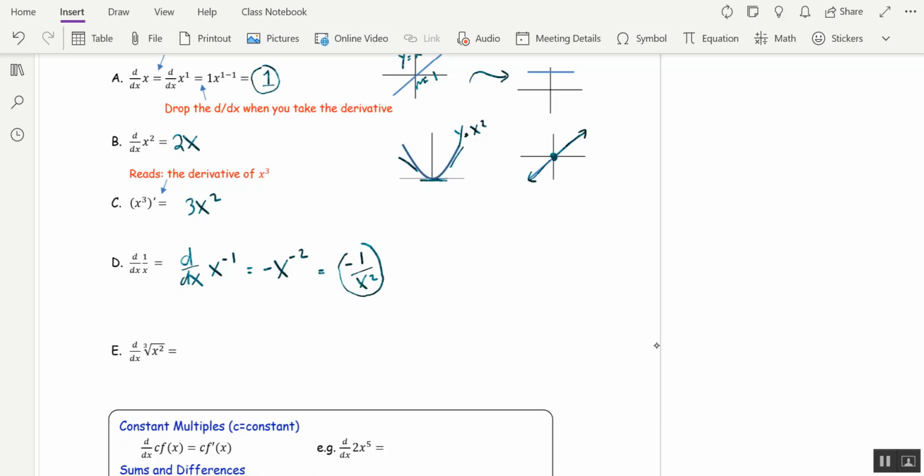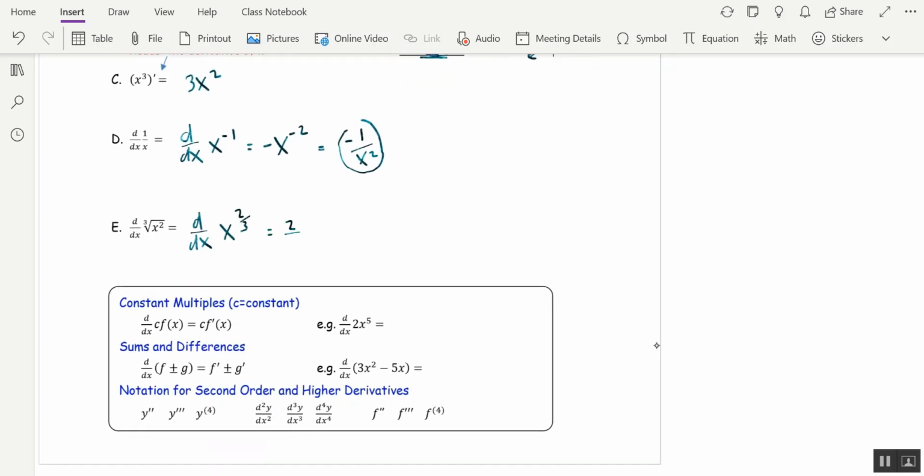Okay, next one, we also have to do the same thing. We have to simplify before we can take the derivative. This is d by dx of x to the 2/3, if I write that as a fractional exponent. Drop the d by dx because we're taking the derivative. Bring the 2/3 down. X to the negative 1/3. And if I wanted to write that with positive exponents, I'd put the 2 on top, and the 3x to the 1/3 goes on the bottom.